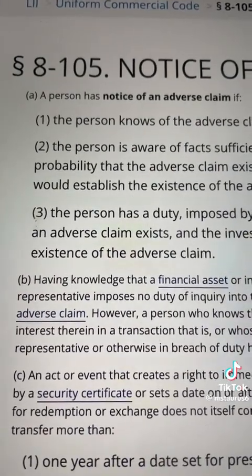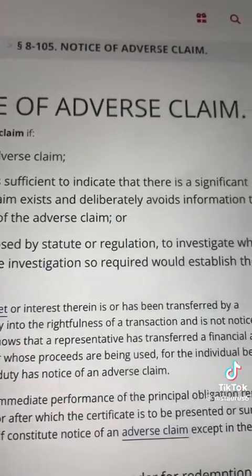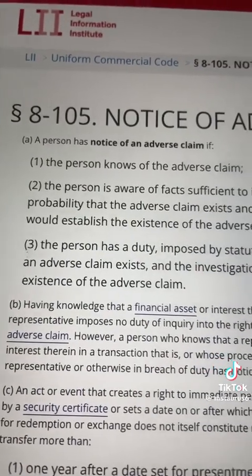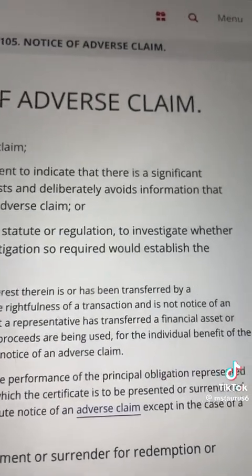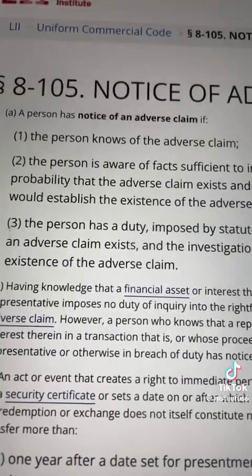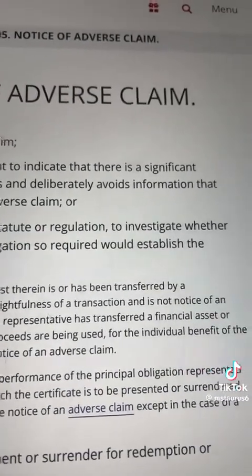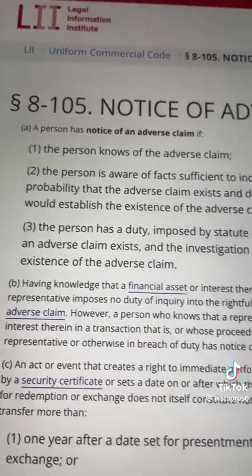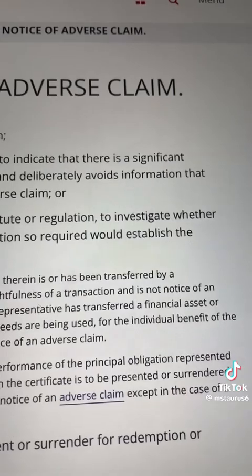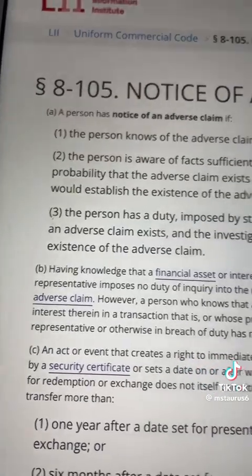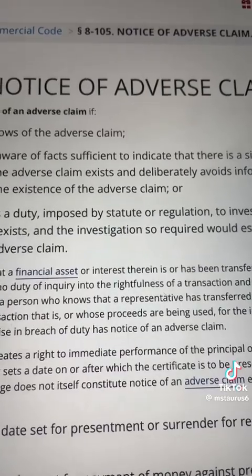And when you look at B, having knowledge that a financial asset or interest therein is or has been transferred by a representative imposes no duty of inquiry into the rightfulness of a transaction and is not notice of an adverse claim. However, a person who knows that a representative has transferred a financial asset or interest therein in a transaction that is or whose proceeds are being used for the individual benefit of the representative or otherwise in breach of duty has notice of an adverse claim.